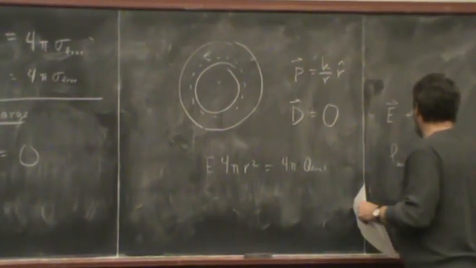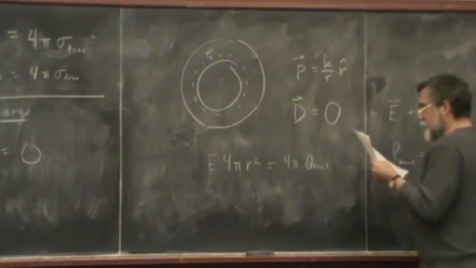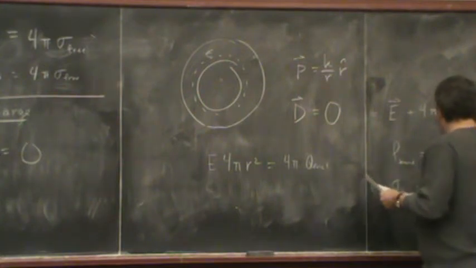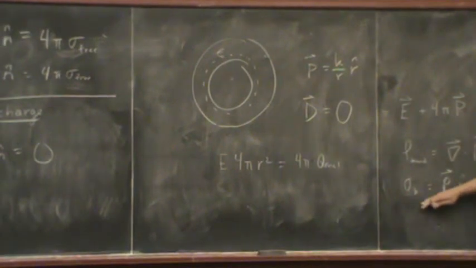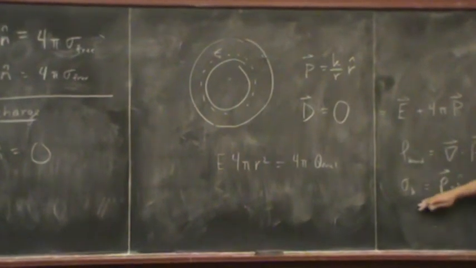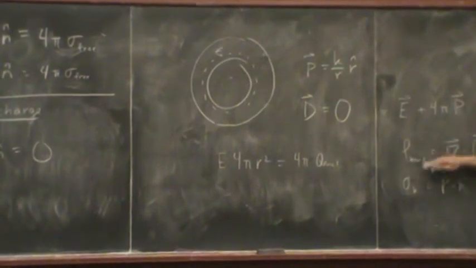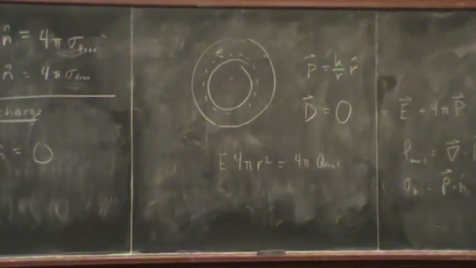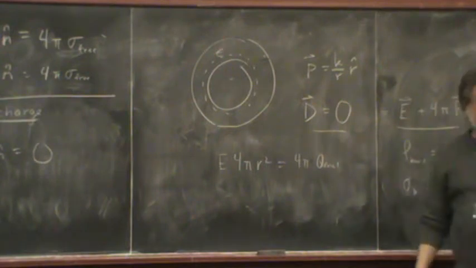Rho bound is equal to the divergence of P, with some 4 pi or not, maybe a minus sign or not. And sigma bound is equal to P dot n at the surfaces. It will turn out that there's surface charge at the inside surface and the outside surface, and there's a bound charge throughout. Then once you've got these two things, you can go back and find out what the charge enclosed is. It's messy, but not too bad. On the other hand, T is 0, so E is minus 4 pi P.